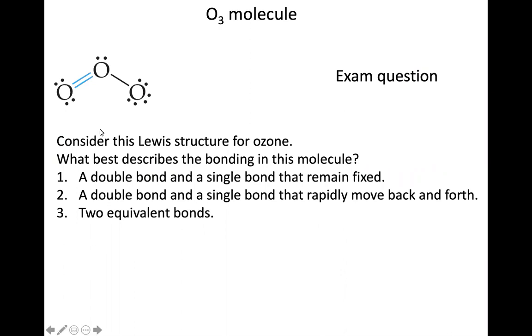It says, consider this Lewis structure for ozone. So it gives us a Lewis structure. What best describes the bonding in this molecule? Would it be a double bond and a single bond that remain fixed? A double bond and a single bond that rapidly move back and forth? Or 2 equivalent bonds? Let me send you that as a polling question. Very typical exam format here.